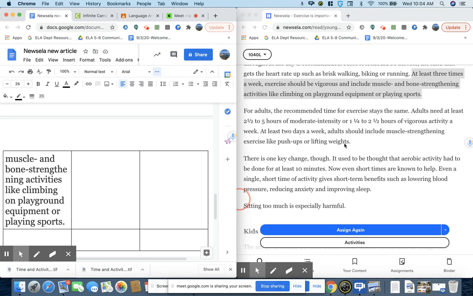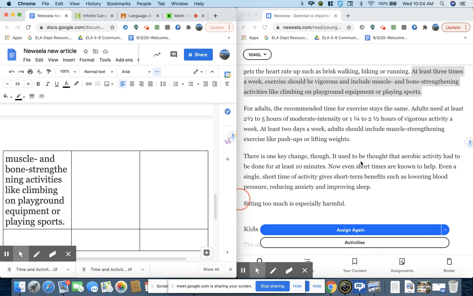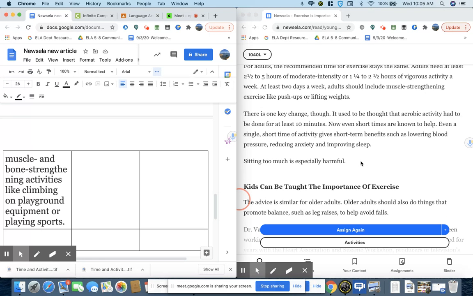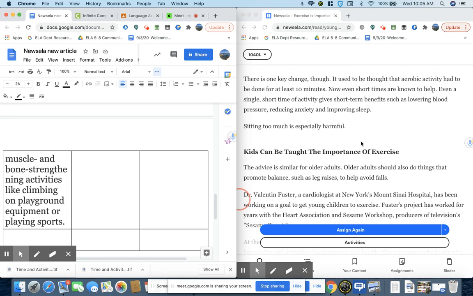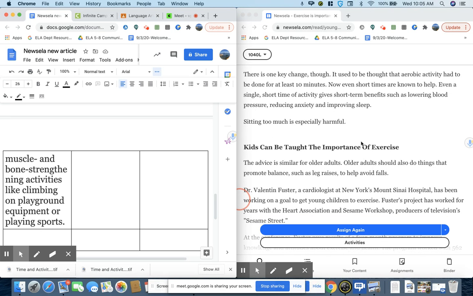So it says, for adults, the recommended time for exercise stays the same. Adults need at least 2.5 to 5 hours of moderate intensity or 1.25 to 2.5 hours of vigorous activity a week. At least 2 days a week, adults should include muscle strengthening exercises like push-ups or lifted weights. So this is about adults, so we're only focused on kids. There's one key change though. It used to be thought that aerobic activity had to be done for at least 10 minutes. Now, even short times are known to help. Even a single short time of activity gives short-time benefits such as lowering blood pressure, reducing anxiety, and improving sleep. This is all for adults, so I'm skipping that for now.